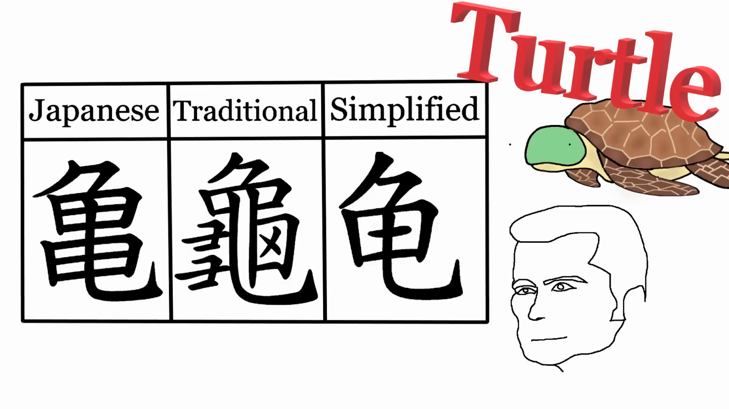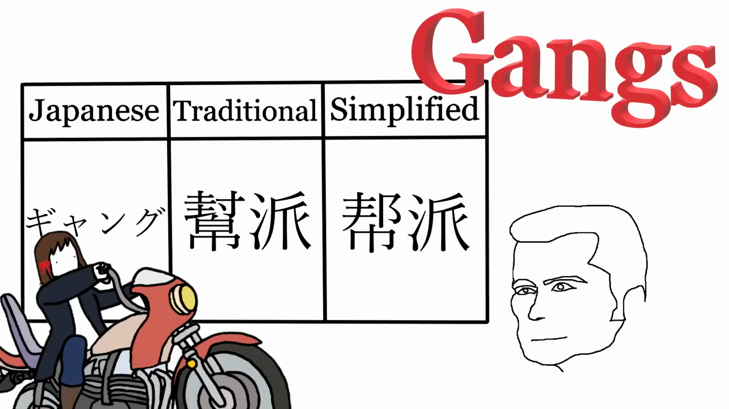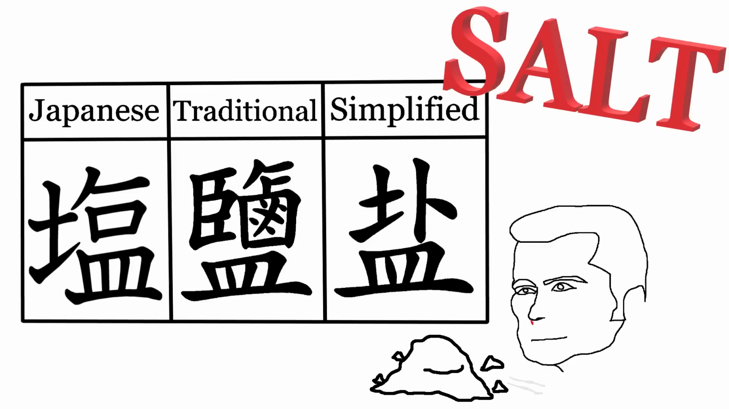Look at the Hanzi for turtle. How anyone can casually write this baffles me. How about gangs? Damn, that's hard. How about salt? What the hell even is this?